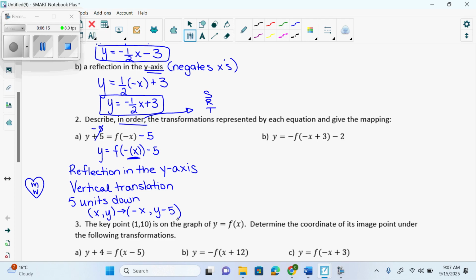B is in y equals, but we don't have that negative. We don't have a positive 1 in front, correct? So I have to do that first. I'm going to get y equals negative f. Take out a negative 1. Negative x divided by negative 1.